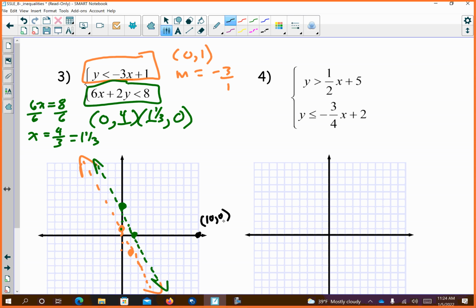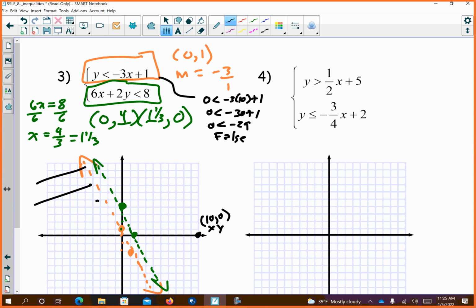Okay. So let's take that. We know that's an x and a y value. So let's take it here. So my y value is 0. My x value is 10. Hey, is 0 less than negative 29? So that's false. You agree that's false? So this is for the orange line, yes? So this is false. So that means anything to the right of the orange line is incorrect. So I need to go to the other side of the orange line. So I'm going to go over here. Is that okay?